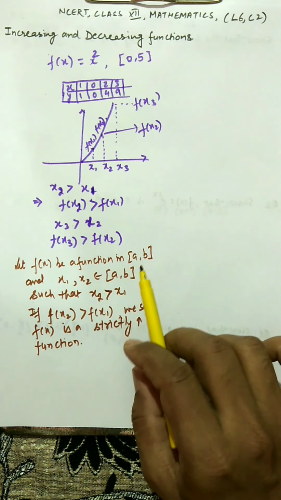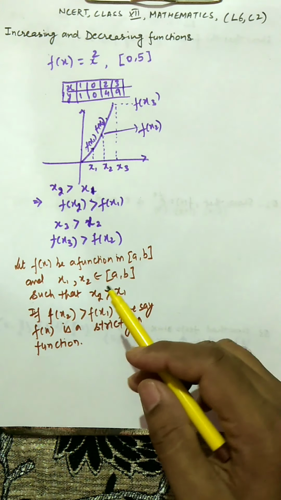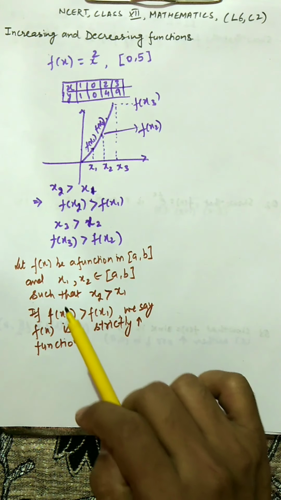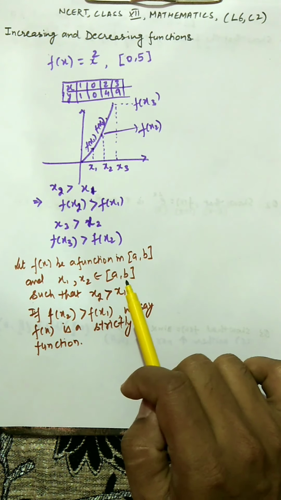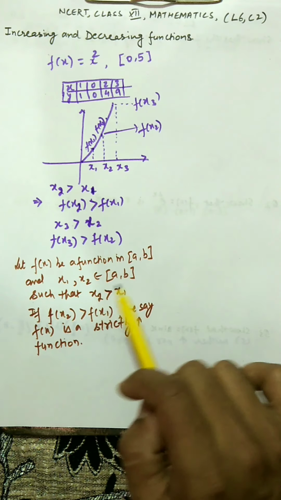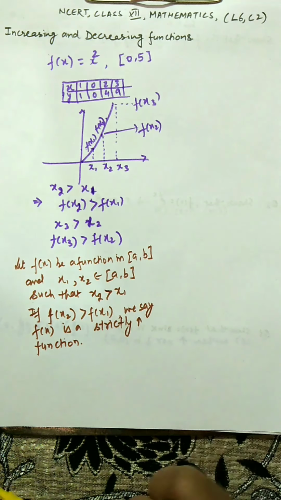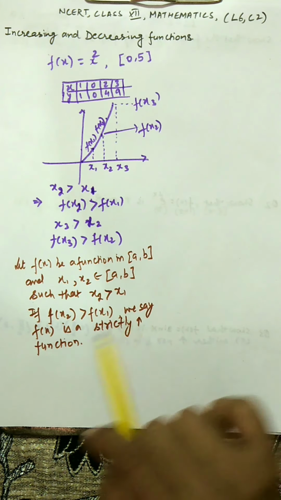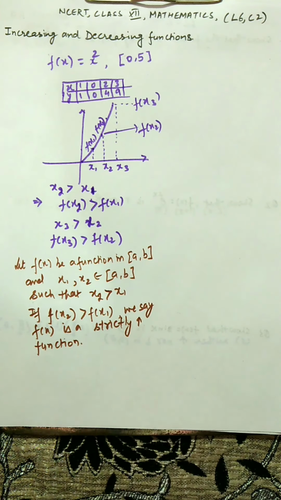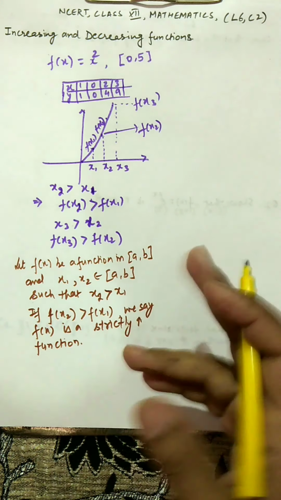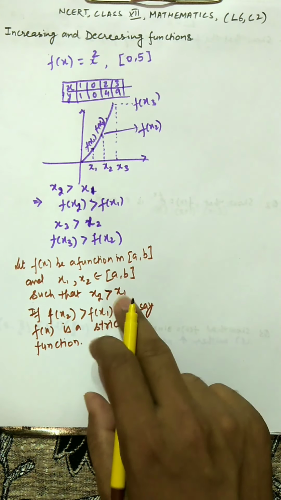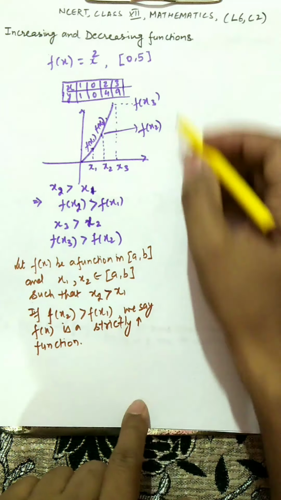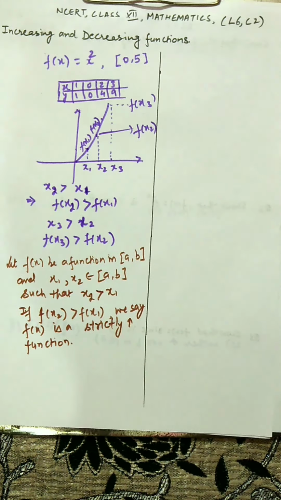f(x) is a function, you can say a continuous function, in [a, b], and x1, x2 belong to [a, b], meaning these are two points in the domain such that x2 is greater than x1, and if f(x2) is greater than f(x1), we say f(x) is a strictly increasing function. You can observe a few more things also, which we'll discuss after defining this for the decreasing function as well.